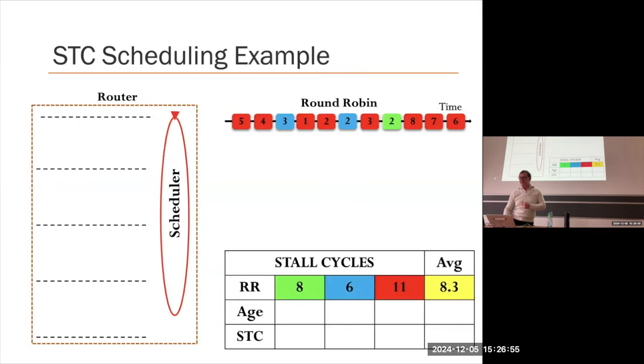So these are the stall cycles that you would get, assuming you consider only this router. The paper has analysis for more routers. So if you do round-robin scheduling, essentially, these are the stall cycles that you would get. The red one finishes its requests after 11 cycles. The blue one finishes after 6 cycles. The green one after 2 cycles. No, sorry, 8 cycles, sorry. This is time from left to right. Okay, I think I got it right. 8 cycles. So the average is 8.3.